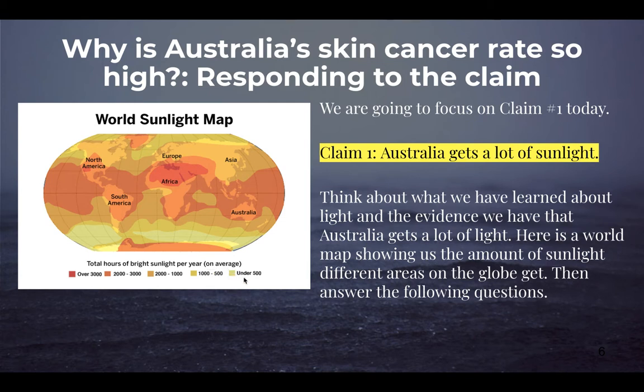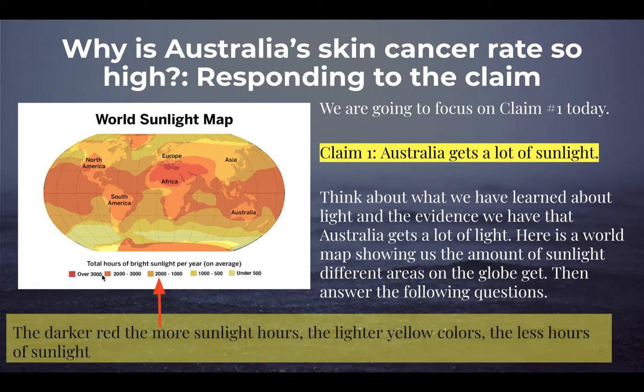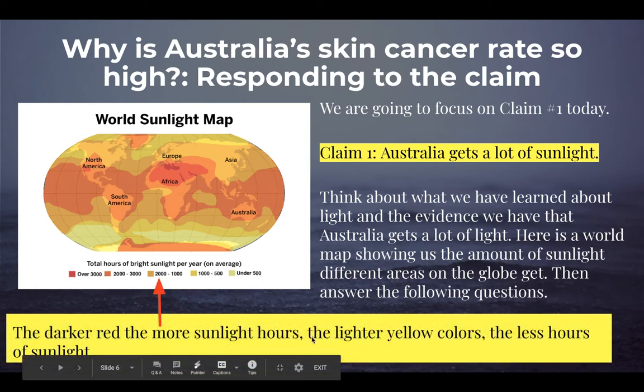This ugly color right here is saying that it's under 500 hours of bright sunlight a year. Those lighter, mustardy, yellowish colors are getting less light. As we start to get orangish, we're getting medium amounts of light. And if we get all the way to some of these really bright red spots, they're getting over 3,000 hours of light. So the big thing is the darker the red, the more sunlight hours, and the lighter the yellow colors, the fewer hours of sunlight.